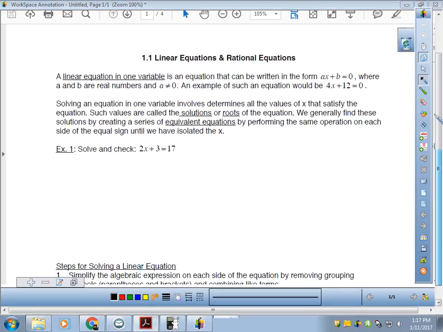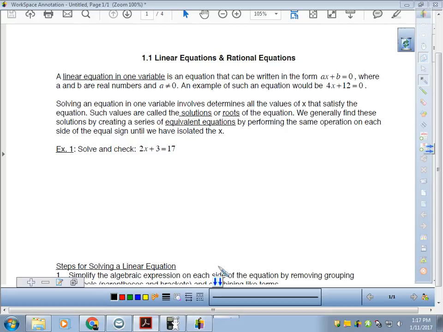A linear equation in one variable is any equation that we can write in the form ax plus b equals 0, where a and b are both real numbers. They're not imaginary or anything. And a cannot equal 0, because if a is 0, the x just goes away, and we just get b equals 0, which makes no sense. Okay? So an example of this might be something like 4x plus 12 equals 0. Even if you moved the 12 over and said 4x equals negative 12, it's still an equation that could be rewritten in this form, so it would still be a linear equation in one variable.